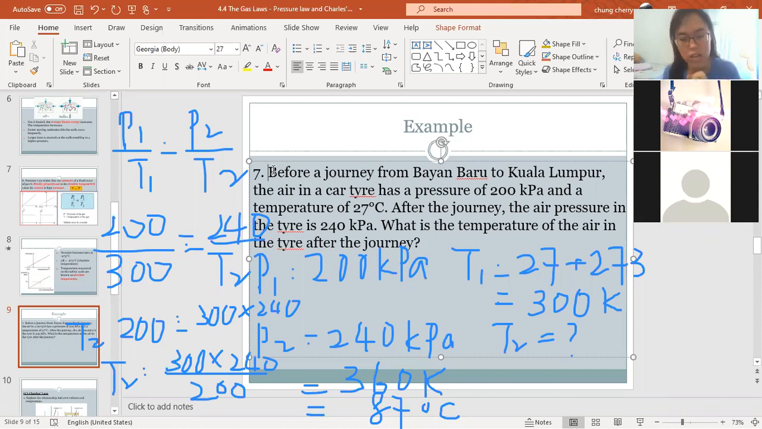If the question gives you the option in degrees Celsius, yes, you must change back to degrees Celsius. If not, you just remain it as Kelvin. If it's a structure question, you can just remain it as Kelvin. But from what I have experienced with your seniors, a lot of them forgot to add in the 273, that's why they get a wrong answer. So what I want you to focus on is that the temperature for the pressure law must be in absolute temperature, which means you must change it into Kelvin. Any problem? No problem, very good.